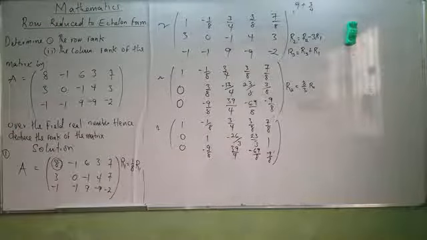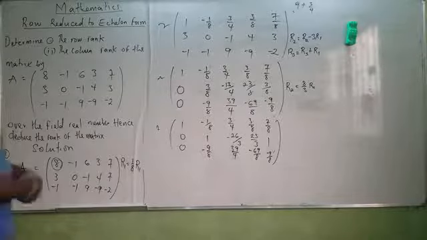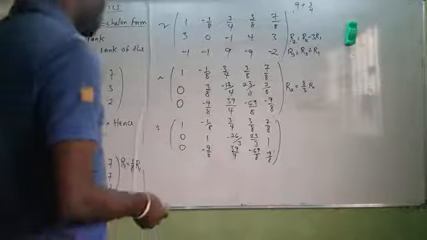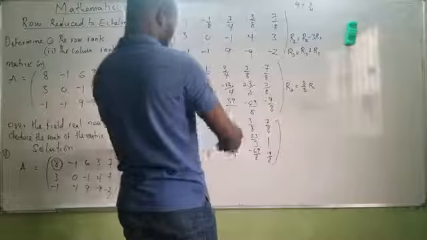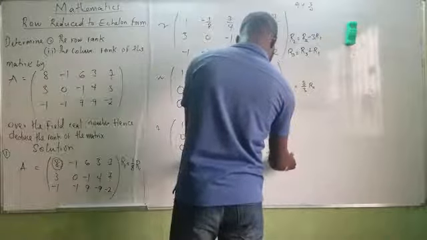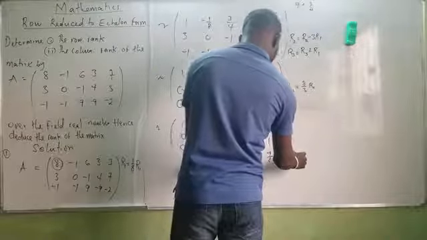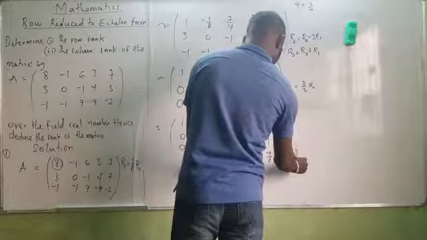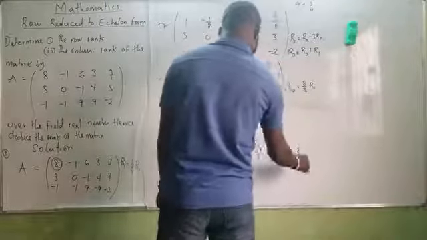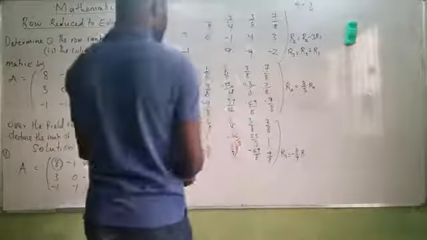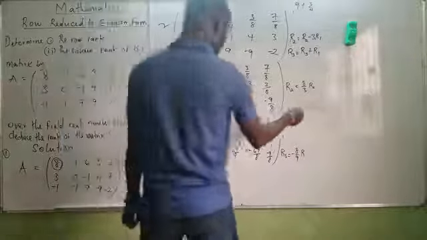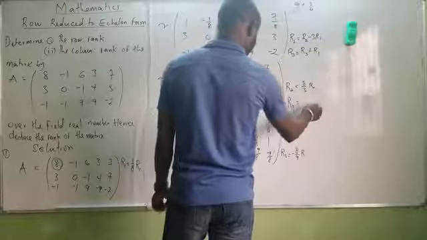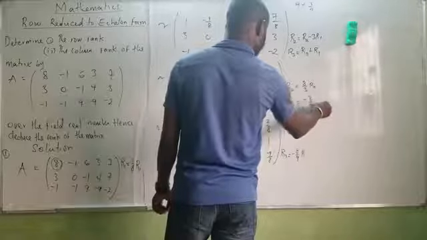I can decide to say that my row 3, which I can decide to reduce also to echelon, which I will have: my row 3 equals 8 all over 9 minus of row 3. Let me do that before I get to this level. My row 3 can be equal to minus 8 all over 9 row 3.